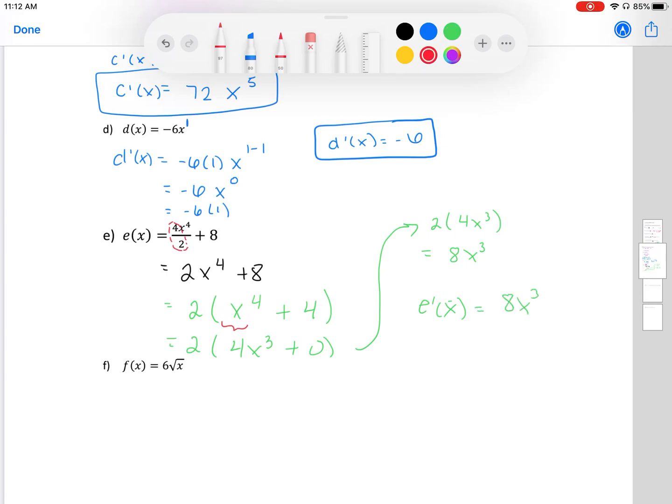Or you could have also, to offer some other option, as long as you follow these theorems, you're still doing okay. We could have just done the power rule for each term, so that we have 2 times 4 raised with x raised to the 4 minus 1 plus the derivative of a constant is 0. So that we have 8x cubed plus 0, we still get 8x cubed.